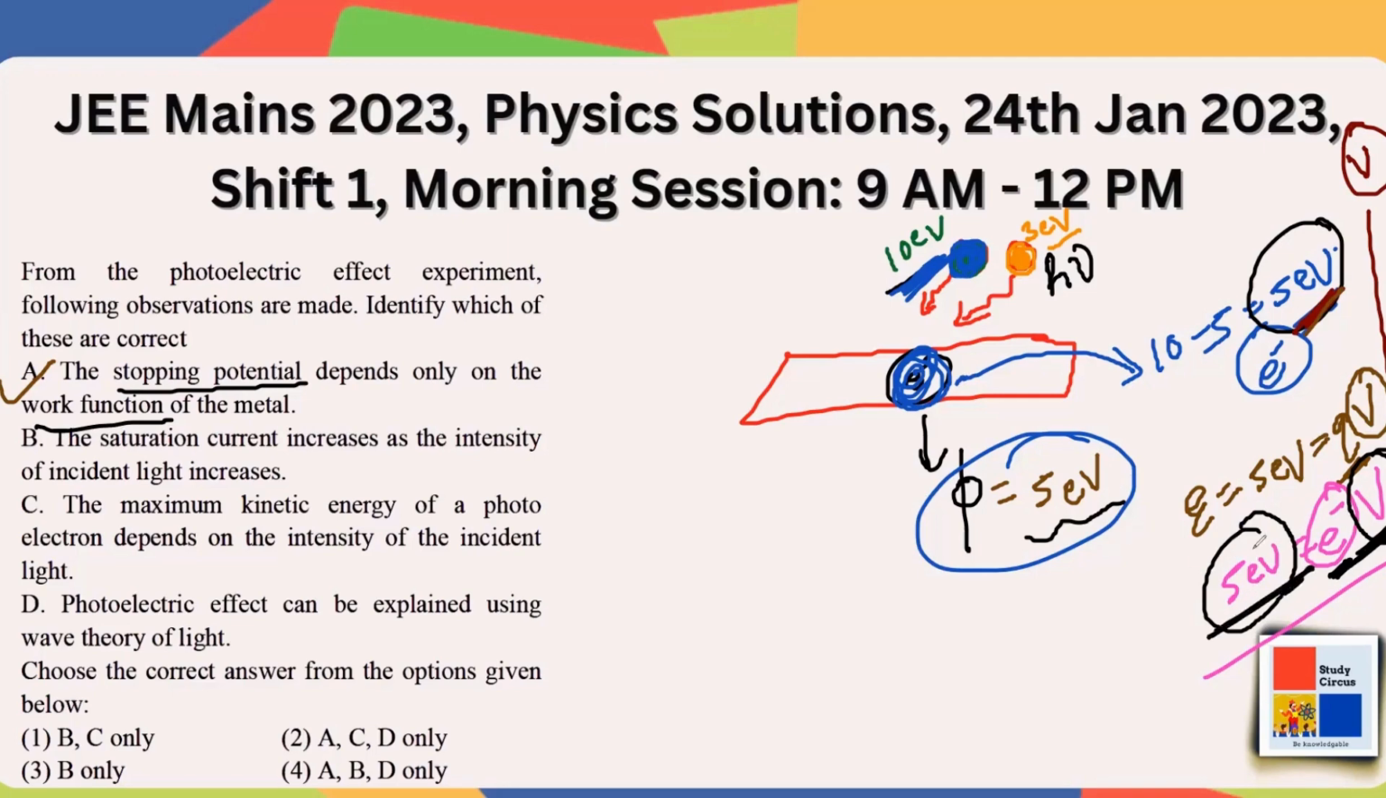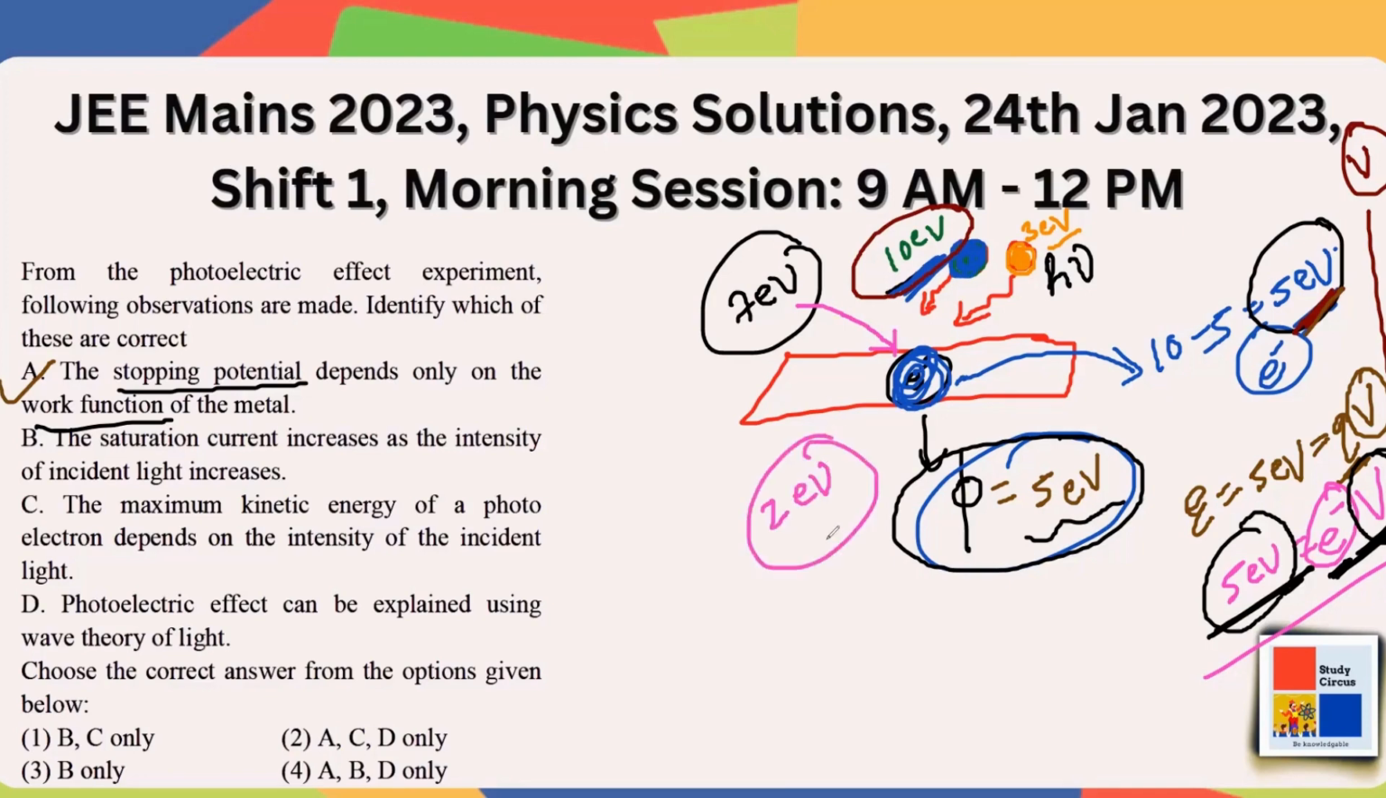And the left out energy with the electron depends on 2 things: the work function, of course, and the energy of the incoming photon. If another photon of 7 electron volts collided with this electron, the energy left with the electron would be 2 electron volts only. In that case, the stopping potential will be different, right? 2 electron volts is equal to the charge on the electron times the stopping potential. So V in this case will be different than in the earlier case.